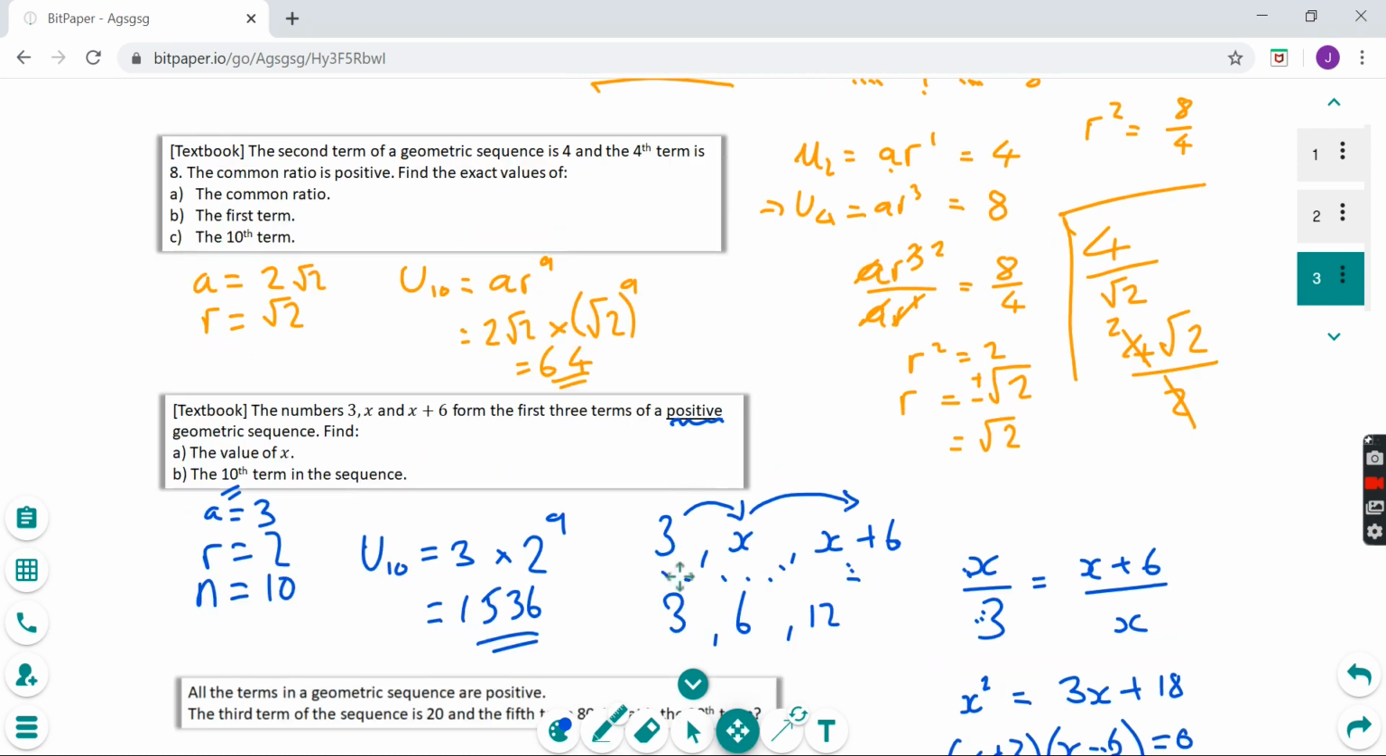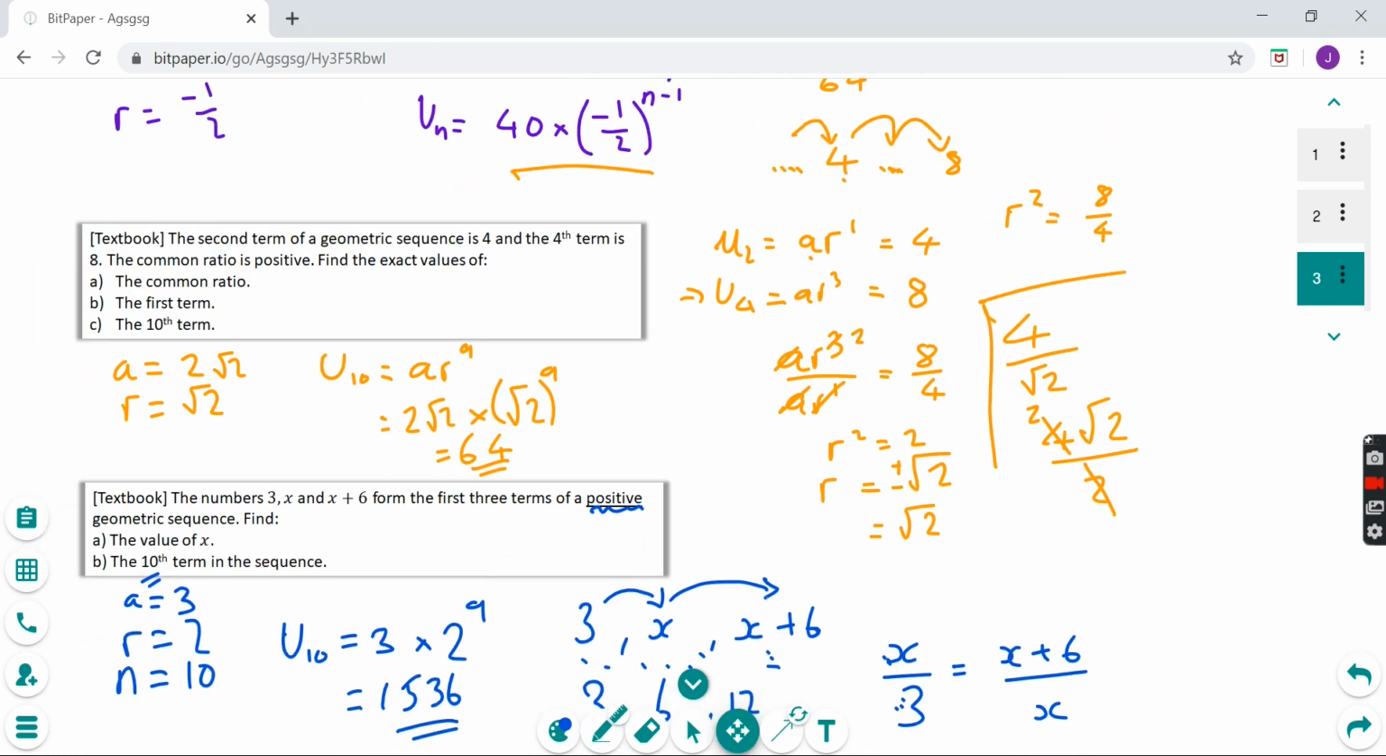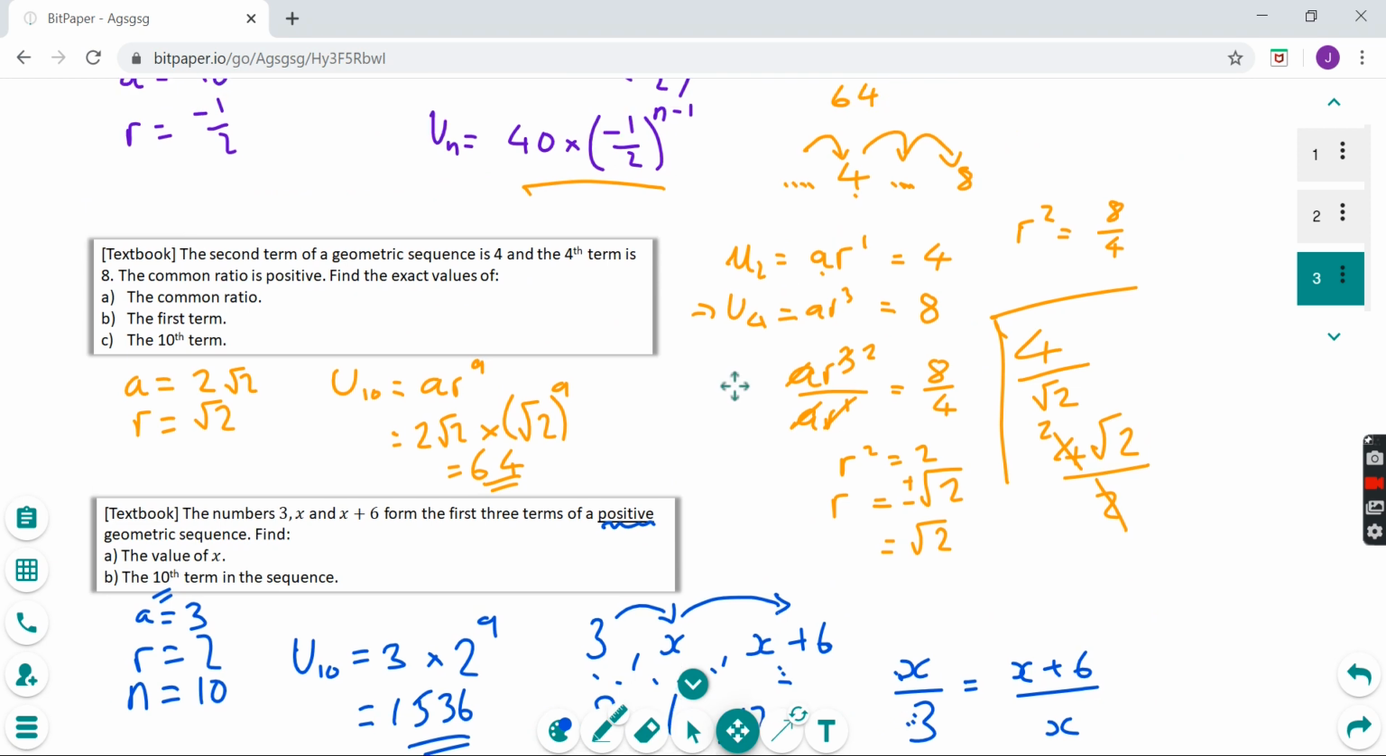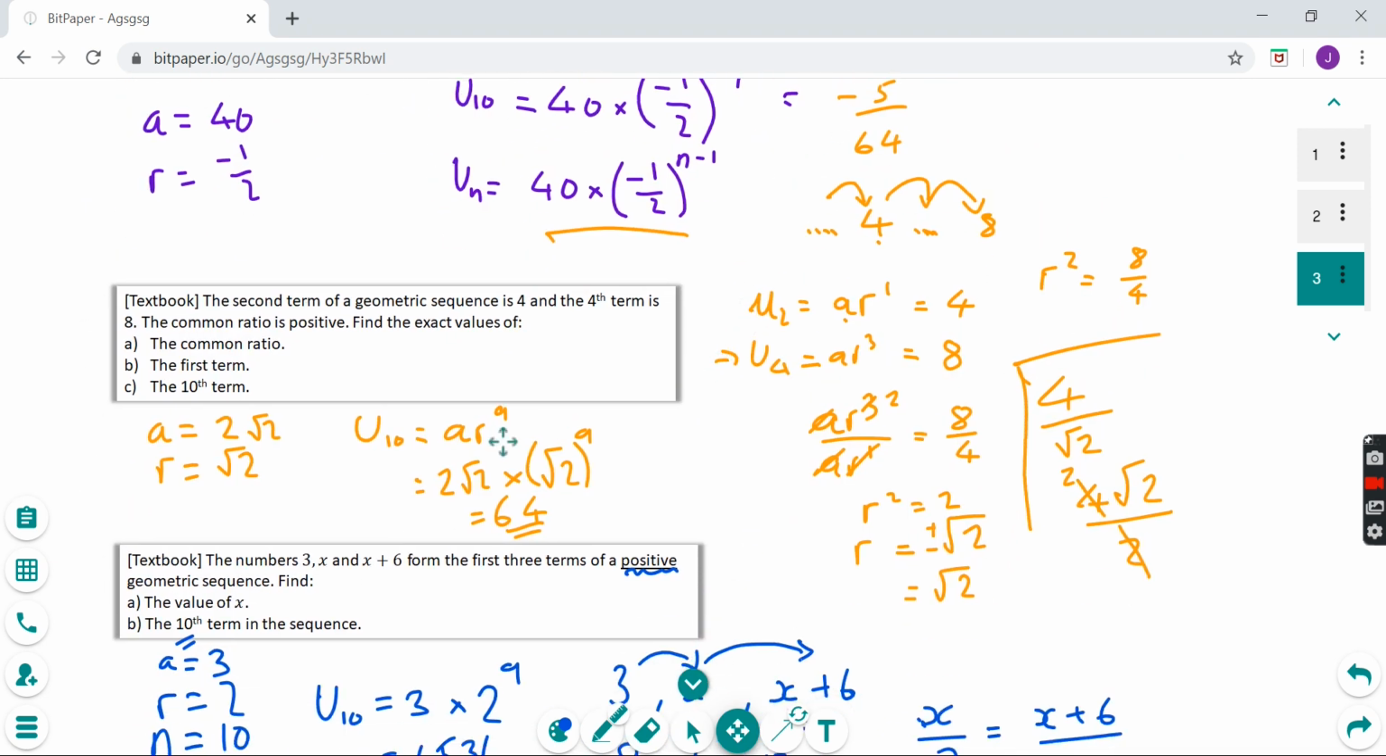So a couple of things to watch out for then. First of all, just make sure that you remember the rule quite well. So when n is 10, remember that the r up here is going to be 1 less. Okay, it's to the ar to the n minus 1.